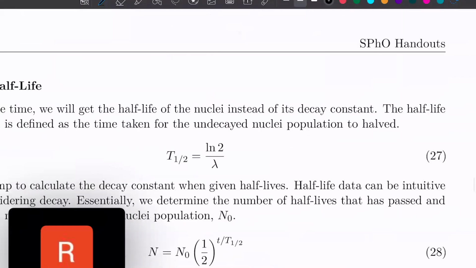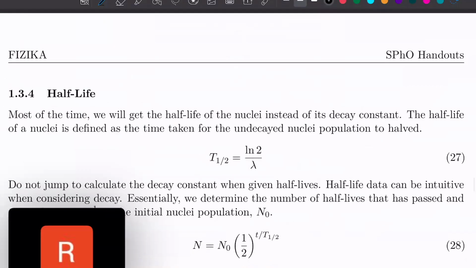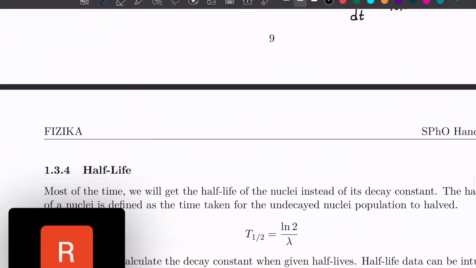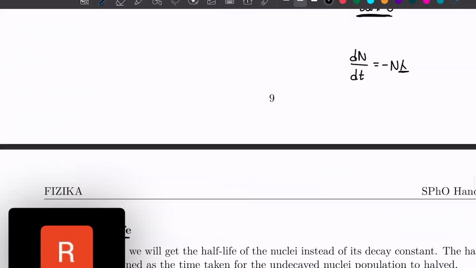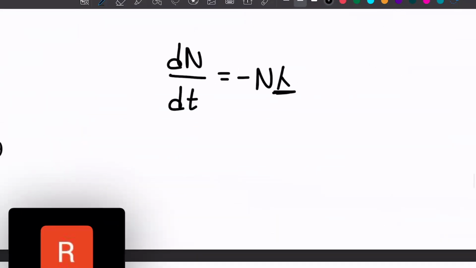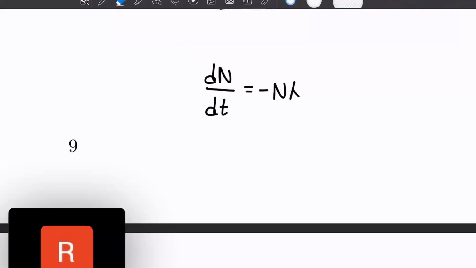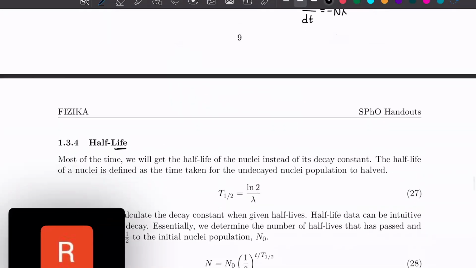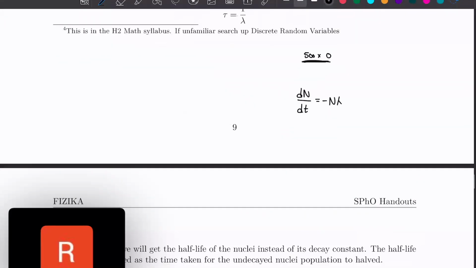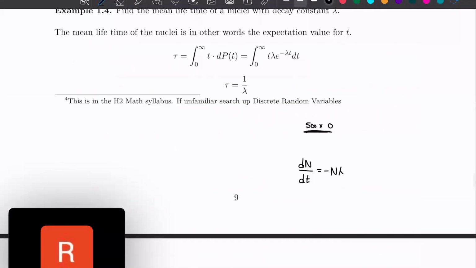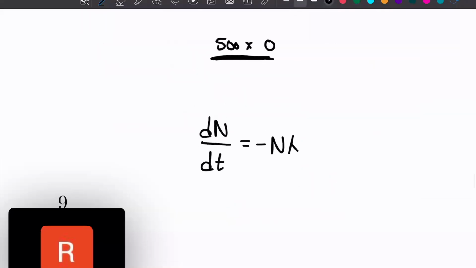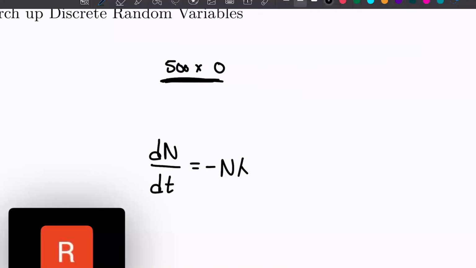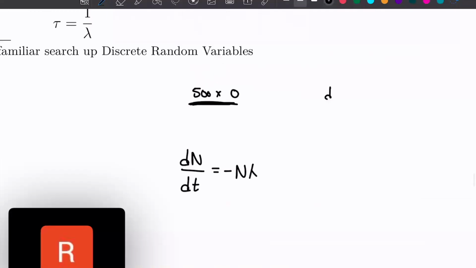Half-life is basically defined as the time it takes for the population to be halved. So as a simple practice, you can derive half-life in terms of your decay constant. This is your decay constant lambda. I guess that's a practice that you can do. Before that, I hope everyone is able to solve this differential equation. I guess we can do a simple practice right now.